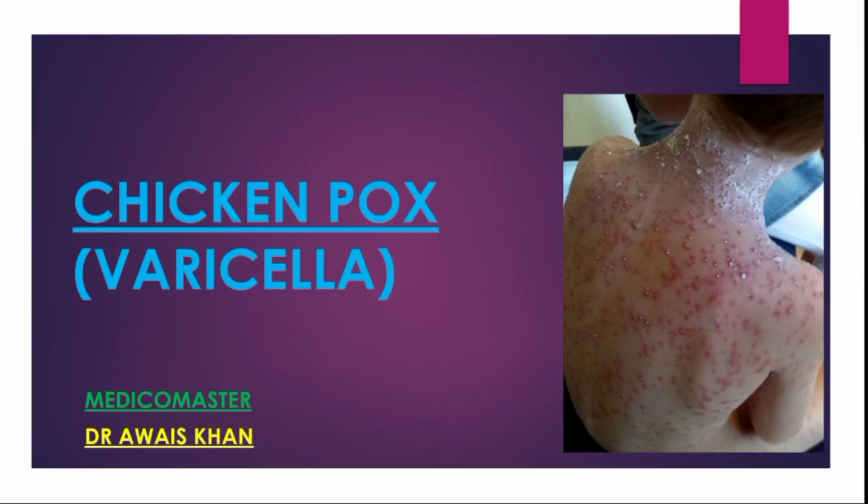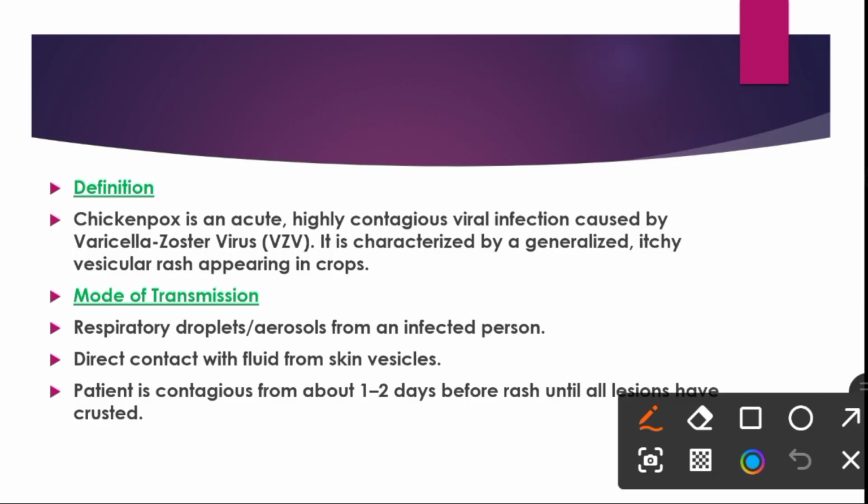So today we will talk about chickenpox, which is also known as varicella. Chickenpox is an acute and highly contagious viral infection that is caused by Varicella zoster virus. Chickenpox is characterized by a generalized itchy vesicular rash that appears in crops, meaning that the lesions are present at the same time in different forms.